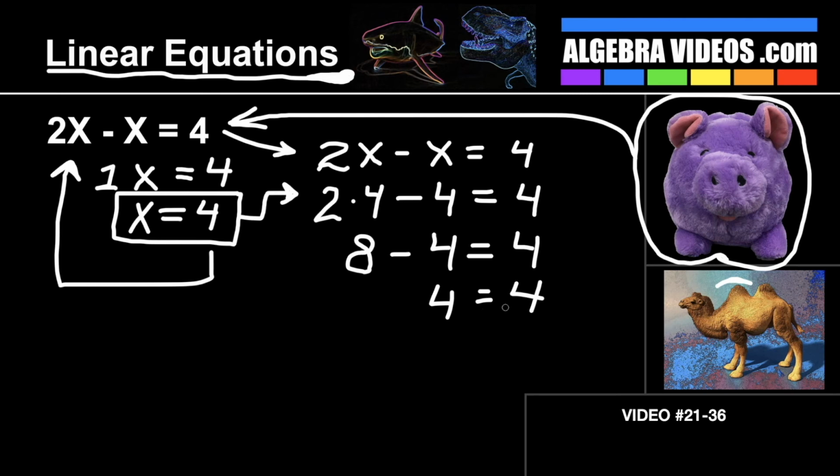Well, look at this. 4 equals 4. That's true. It checks out. So I'm going to put a big check mark there. And that means that our solution of x equals 4 was correct. And I'm going to give us an A+.